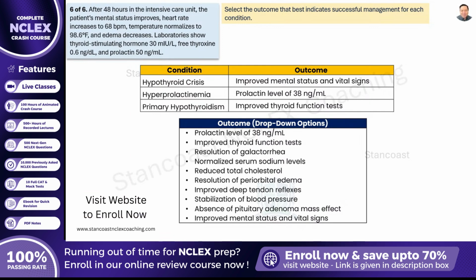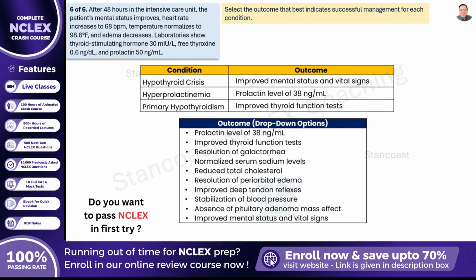Now, why not select reduced prolactin levels, even though this can happen in hypothyroidism? Well, this can actually happen with thyroid correction, but it's not the goal right now. And if you selected resolution of the galactorrhea, this can improve, but it's a secondary effect. It's not the main thing that we are monitoring. And for primary hypothyroidism, normalized sodium levels is much more linked towards a crisis, but not really primary hypothyroidism.